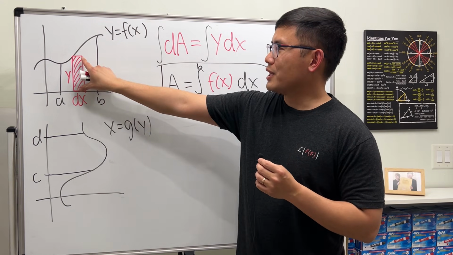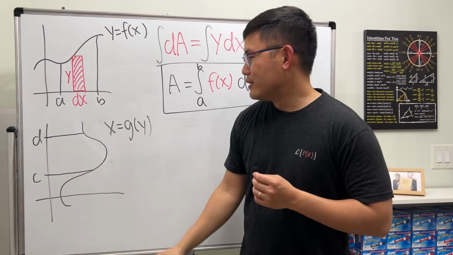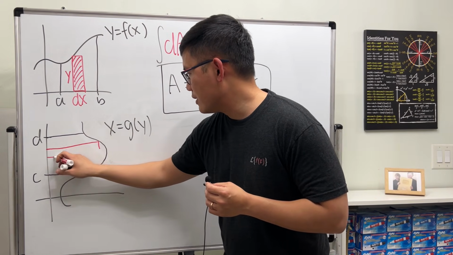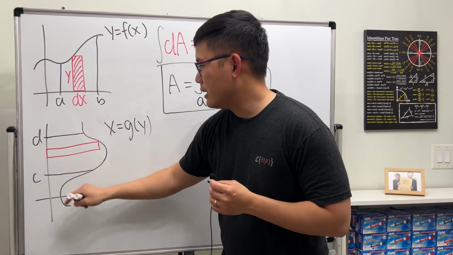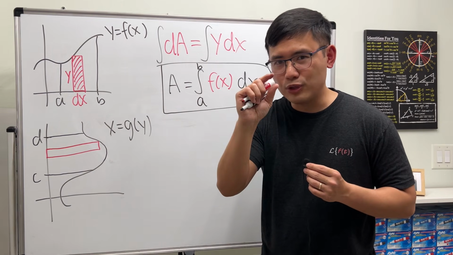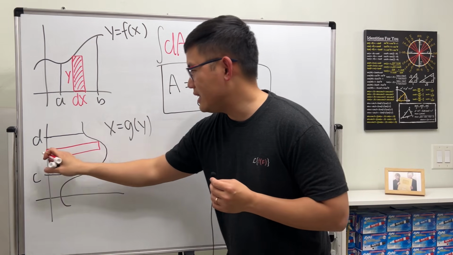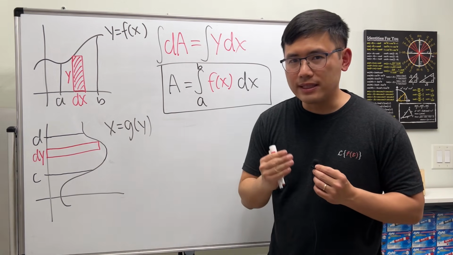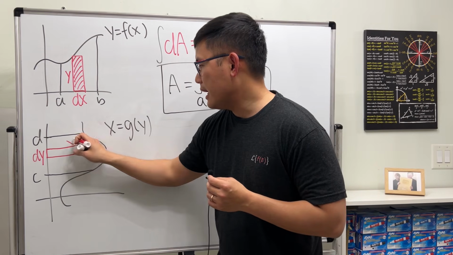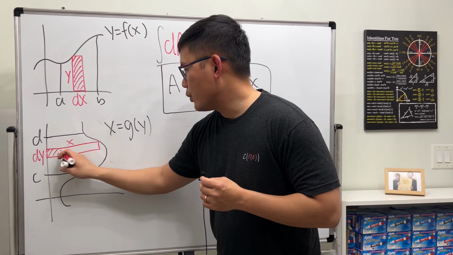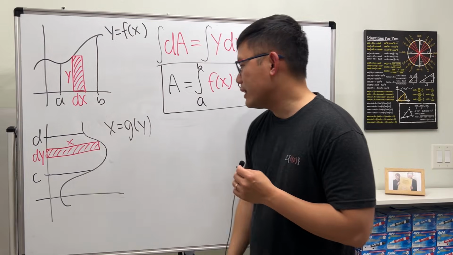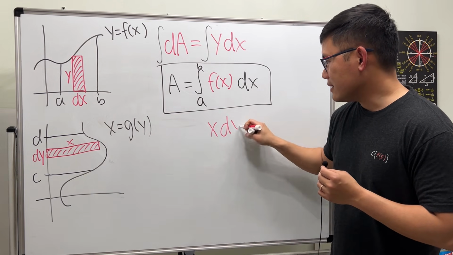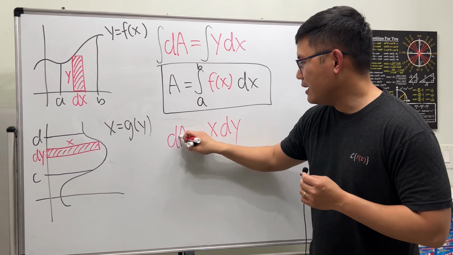Well, we can just turn the rectangle sideways, right? So let's go ahead and do that as well. So I will put this right here. We'll have a sideways rectangle. This time, that is the small change in the y, so that's dy. From here to here, it's the horizontal distance, so that will be x. And then we want to find the area of this red rectangle. Again, it will just be x times dy, and that is just dA.